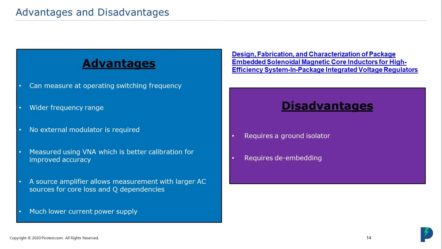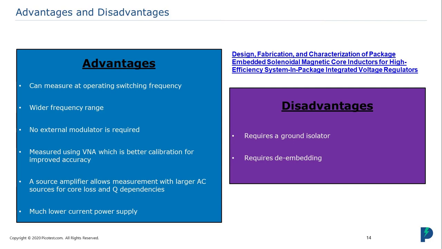And so this one also has advantages and disadvantages. One advantage is that we can measure at the operating switching frequency, and that can be quite high. I posted a link to an IEEE article I co-authored where we measured these inductors at hundreds of megahertz for embedded switchers. Using the de-embedding and calibration capabilities of vector network analyzers, it's a very accurate measurement, and it doesn't require an external modulator. Also, we can use 50 ohm source power amplifiers if we want to measure large AC sources for large signal data instead of small signal data.